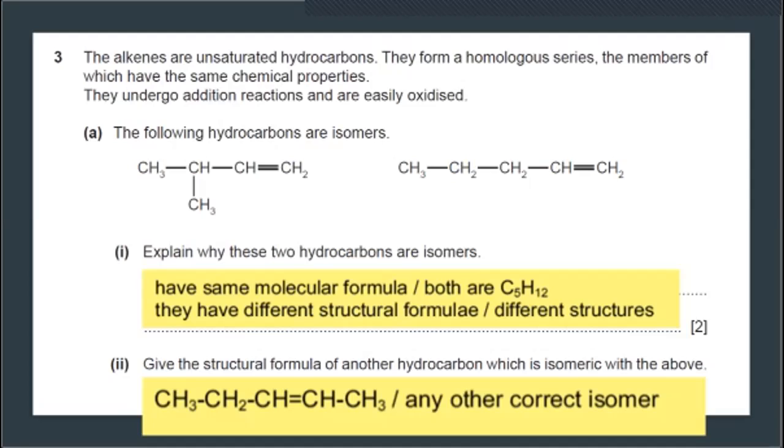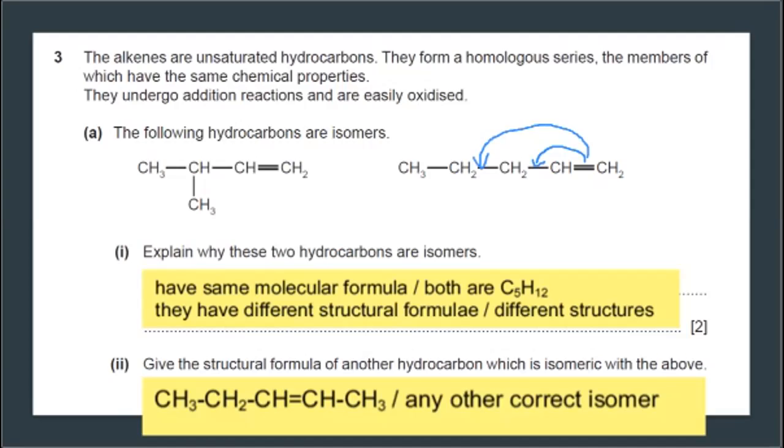Next part of the question. Give the structural formula of another hydrocarbon which is isomeric with the above hydrocarbons. So you can take this and move the double bond from there to there, or you could move the double bond from there to there. Either way is fine.